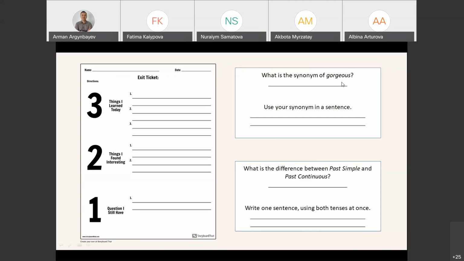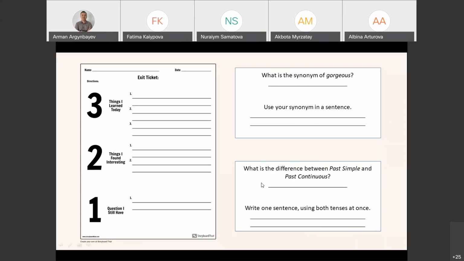Another exit ticket here is on the right. What is the synonym of gorgeous? The students write beautiful, handsome, attractive, whatever. Use your synonym in a sentence. It would be as simple as this exit ticket. And another one at the bottom.